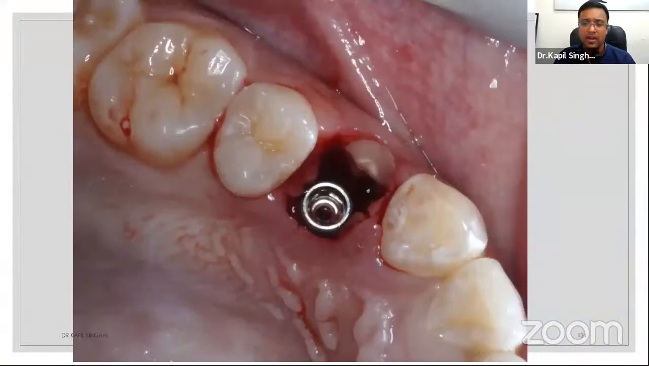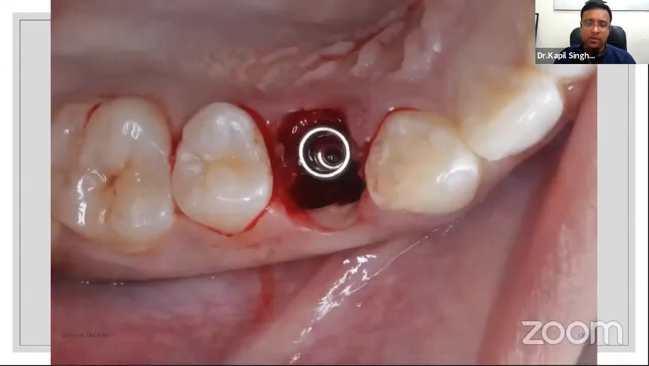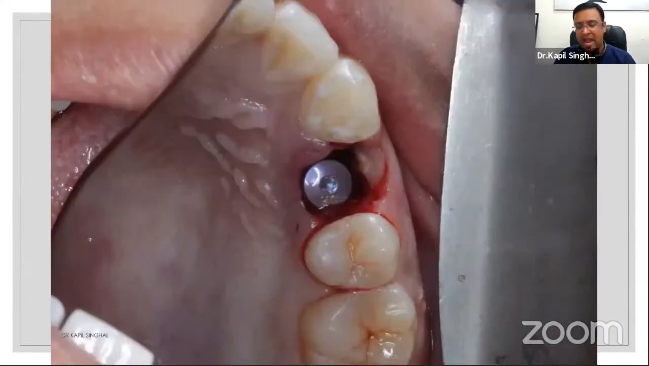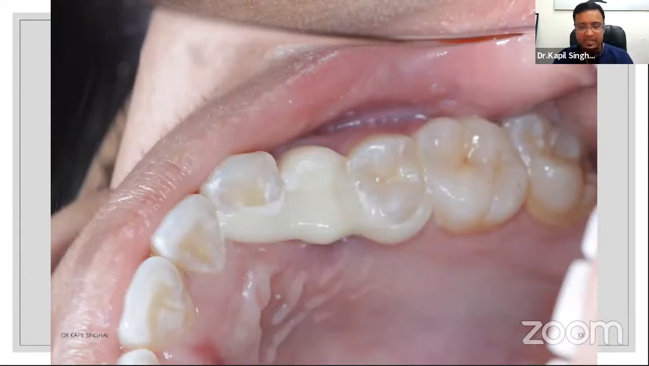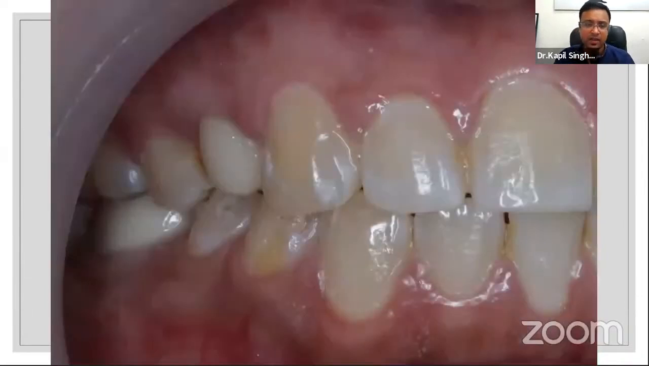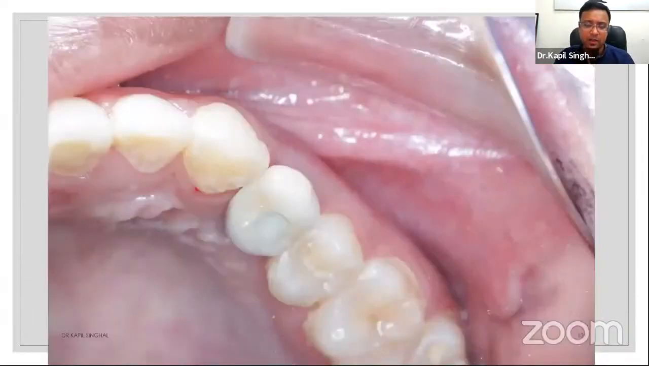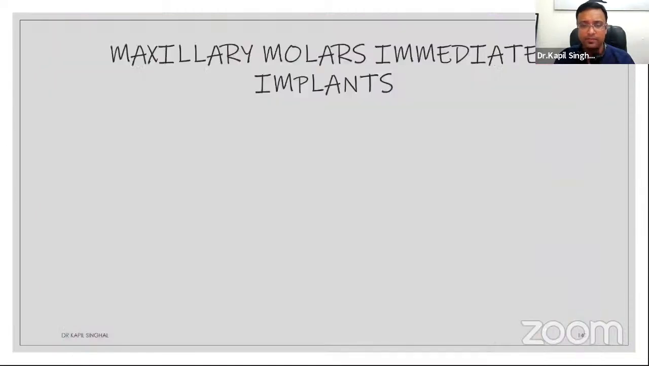Okay, so my implant is away from the shield because it is the bone that is between this implant and the shield that will stabilize my implant. So what we did, I got a decent stability, but I gave my patient a temporary prosthesis, and this is the final prosthesis after 3 months that we gave to the patient.